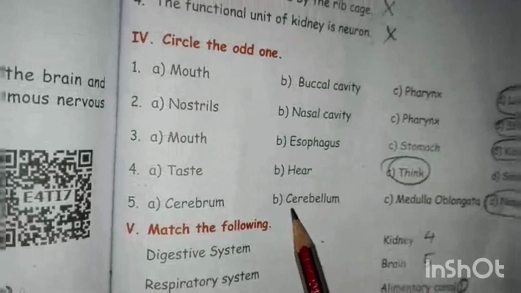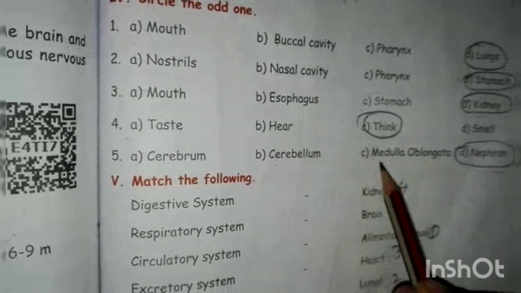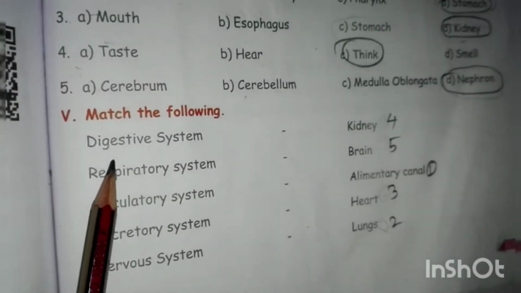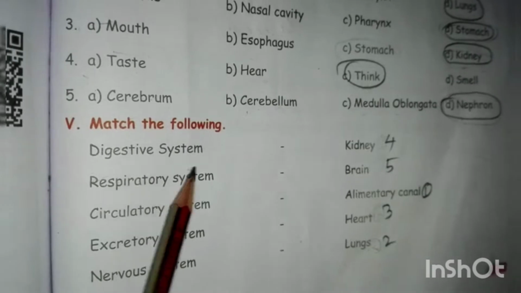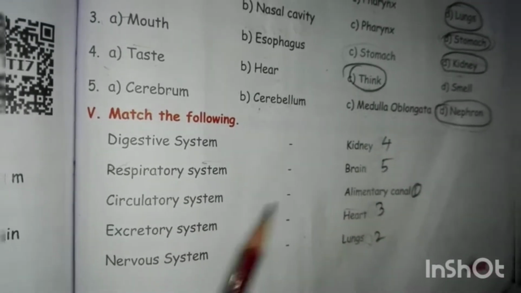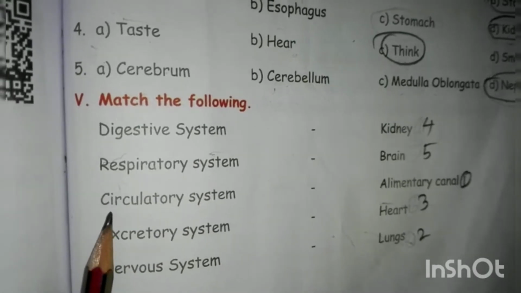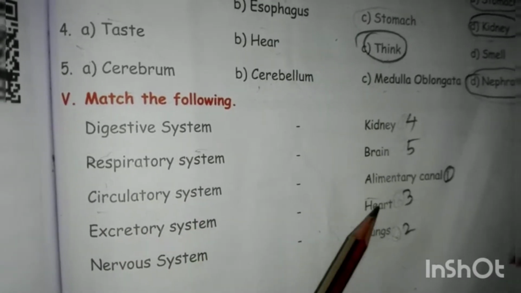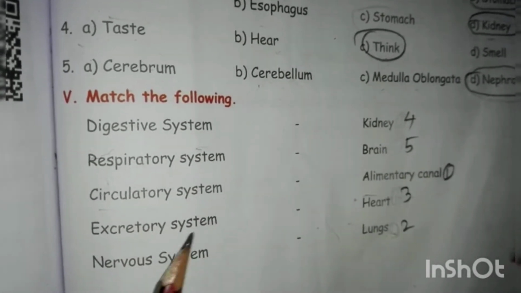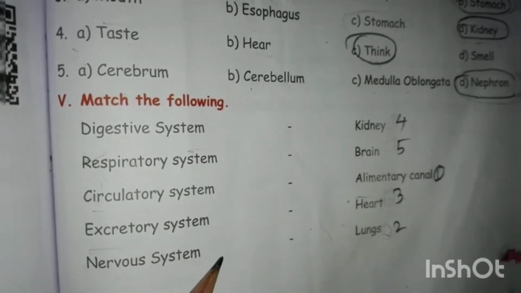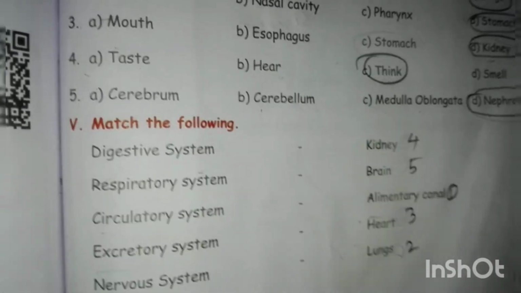Cerebrum, cerebellum, medulla oblongata, nephron. Nephron. Match the following: digestive system, alimentary canal; respiratory system, lungs; circulatory system, heart; excretory system, kidney; nervous system, brain. Thank you.